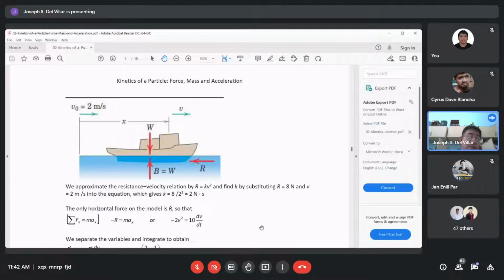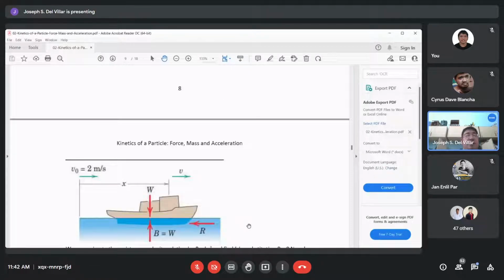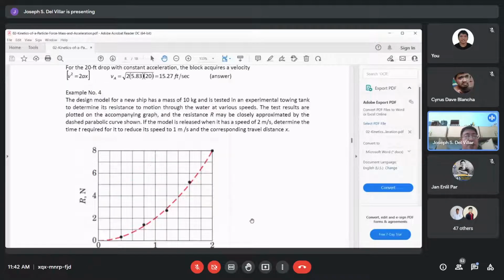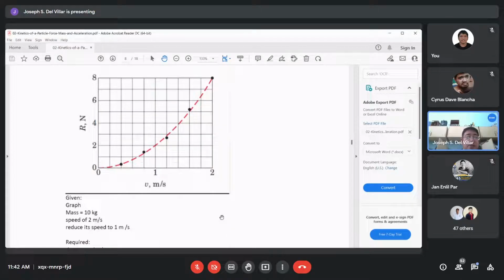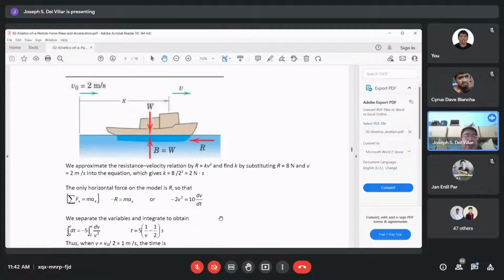As for why the vessel does not sink, did they mention the weight? What is the weight? Nothing, only 10 kilograms was mentioned. It is a design model, just a model, that's why 10 kilos. So we approximate the resistance-velocity relation: R is equal to kV squared.